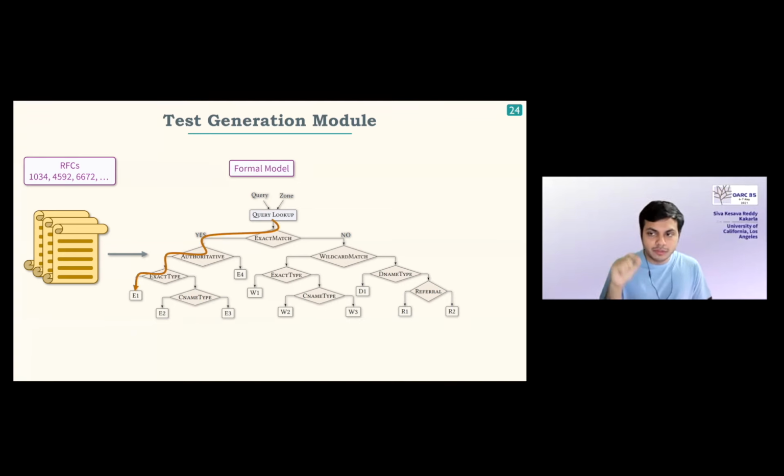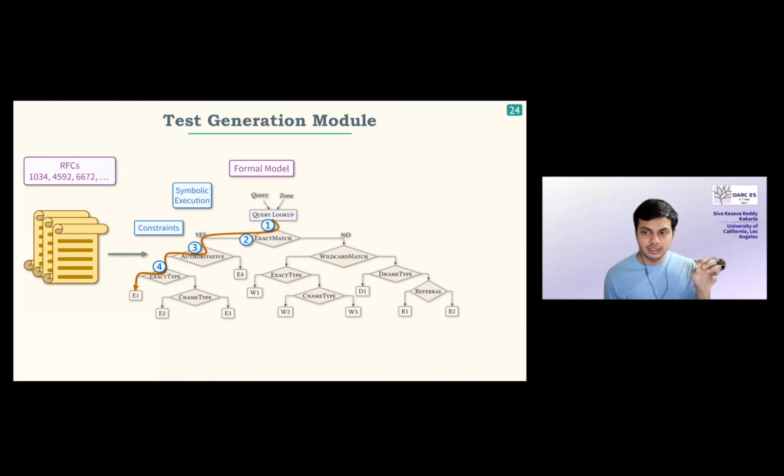Now we perform symbolic execution on the model. Symbolic execution is a static analysis technique that enumerates execution paths in a program. So this is a path. For a query and zone to end up at the exact-match branch, you need an exact match, followed by whether the records are authoritative. And if there is an exact type, then you take this branch. So these are the 4 constraints that need to be satisfied if you want to take that branch.